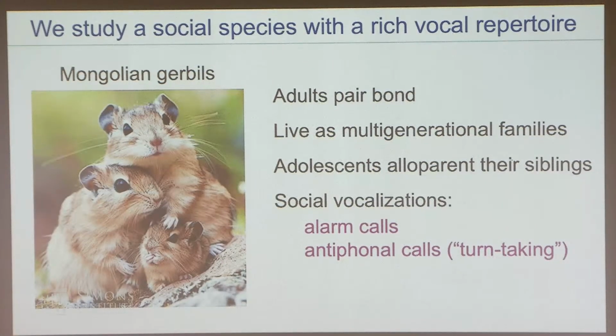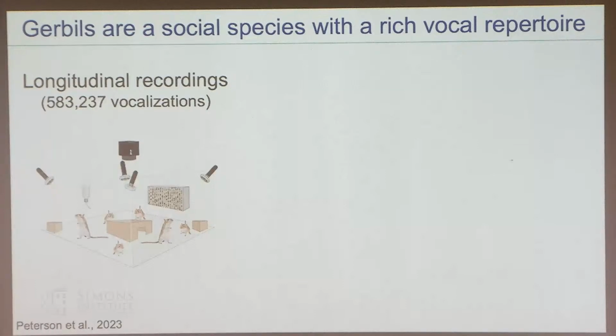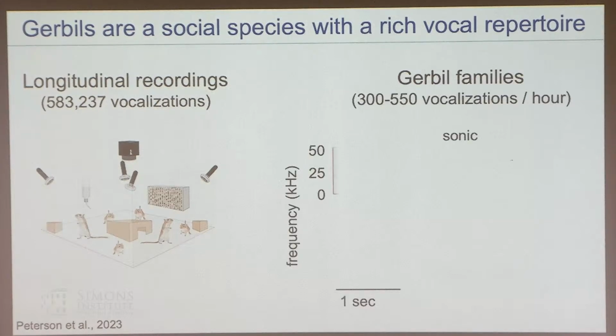I'm just going to briefly show you a little bit of that data because I think it's relevant to the idea that these animals are using natural auditory information in a social context. This work was done by Ralph Peterson, and it's a collaboration between our lab and Alex Williams' lab and David Schneider's lab. A lot of work was done by a rotating grad student, Violet Ivan. We recorded a large group of vocalizations by monitoring families for weeks at a time. We have something like 500,000 vocalizations now, and we've pulled them out and presented them back to animals.